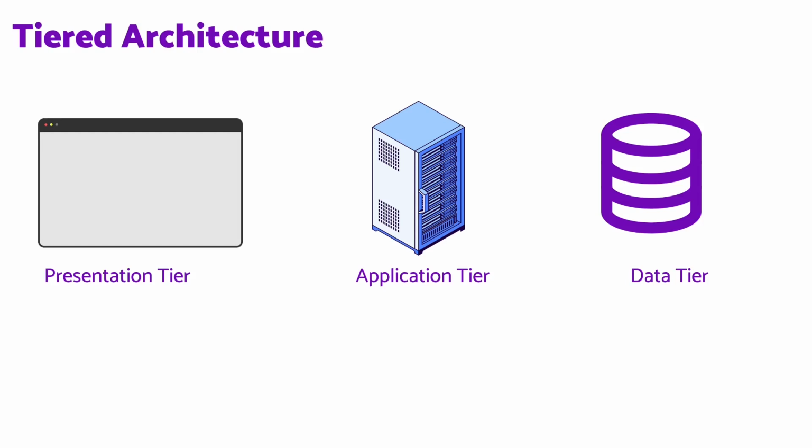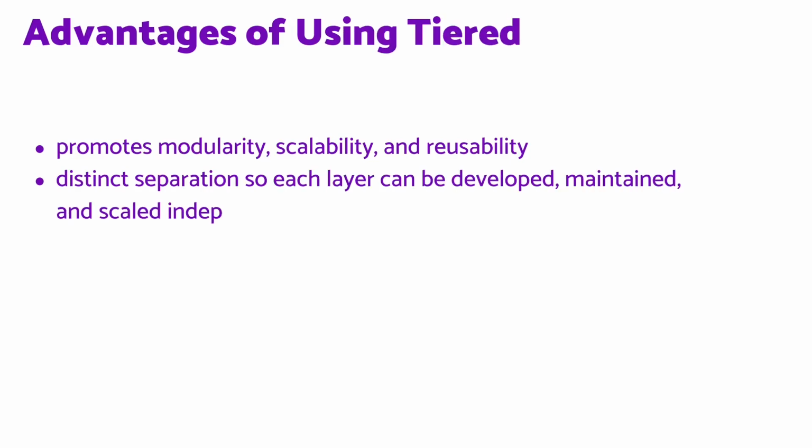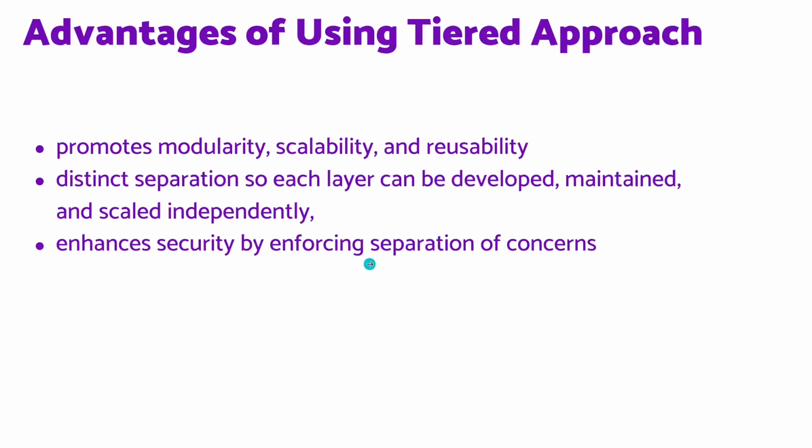Now, if we go to containers, we can split it more into services, and we'll see that when we are working with containers in our upcoming videos. Now, what are the advantages? If you use this modular approach, you will improve scalability and reusability. There is a distinct separation, so each layer can be developed, maintained and scaled independently, and it also enhances security by enforcing separation of concerns. When we look at VPCs in EC2, we are going to check out how you can improve the security of your complete application design by implementing a secured VPC layer, or tiered approach.